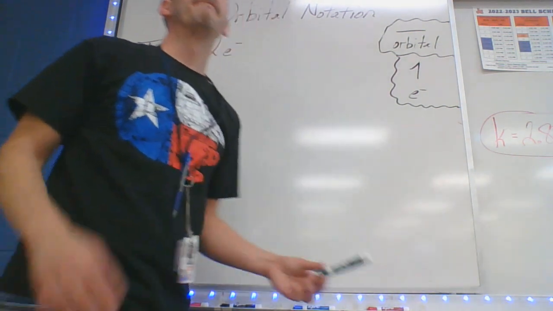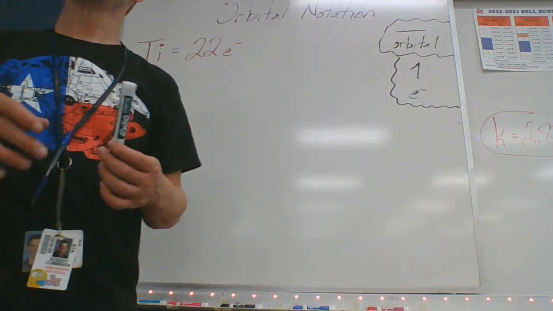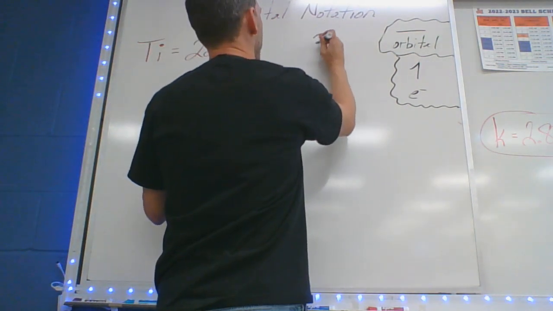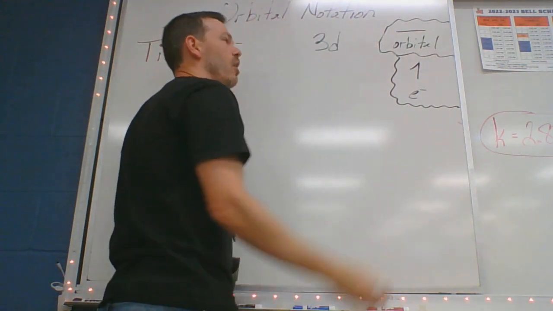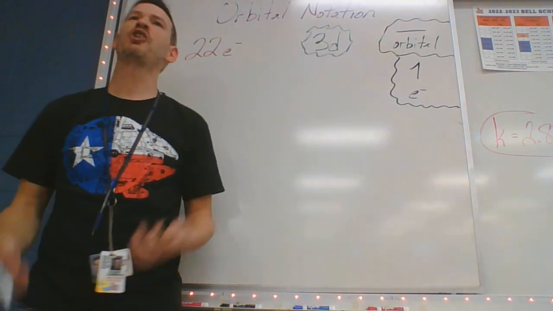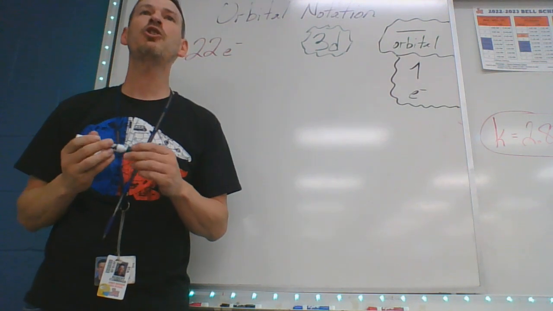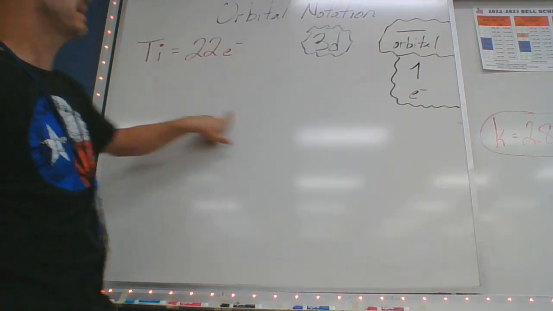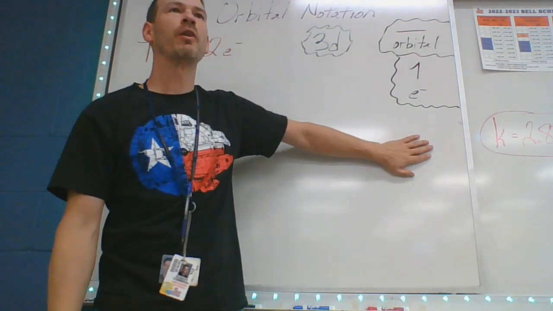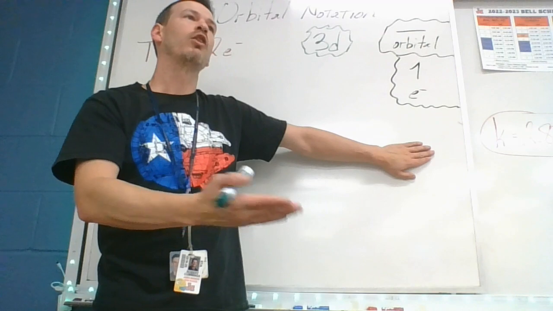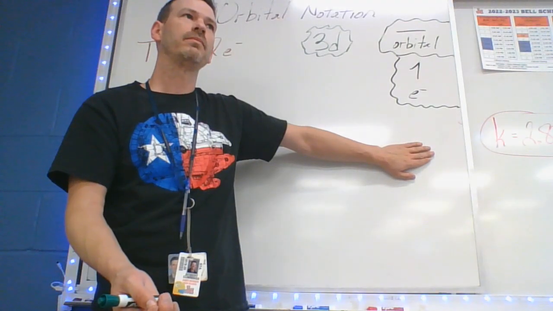Somebody yell out what block your finger is in. I want a number and a letter. What block are you in? 3D. You're in 3D. All right? That tells you that your configuration ends in 3D. So at least you know where to stop, and you don't have to keep counting. If titanium is in the 3D block, then his orbital notation ends in the 3D block. So it's not a bad thing to look at before you start.